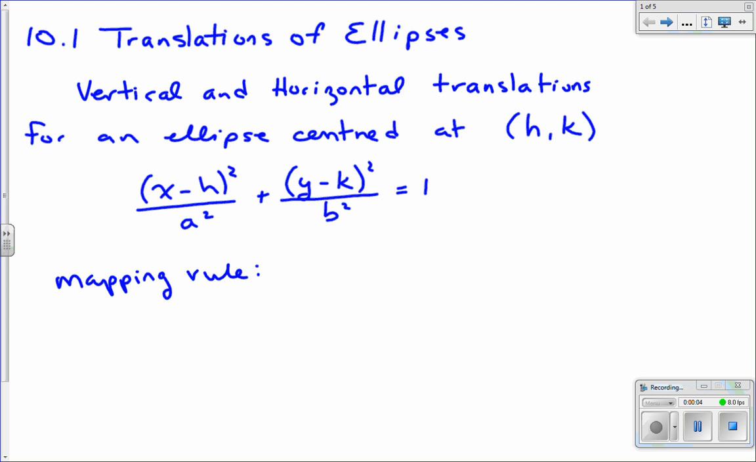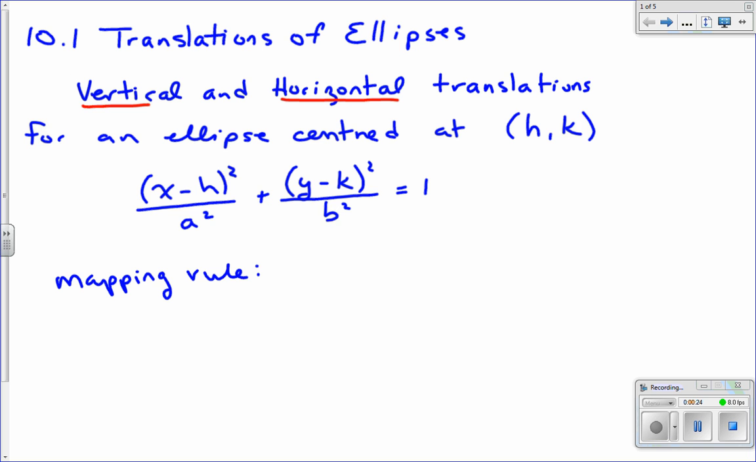All right, this is the second lesson in ellipses, and we're going to look at translating them in this lesson. So they won't be centered at zero anymore necessarily, and we're going to take a look at what that does to our equation, okay? So we're looking at vertical and horizontal translations.